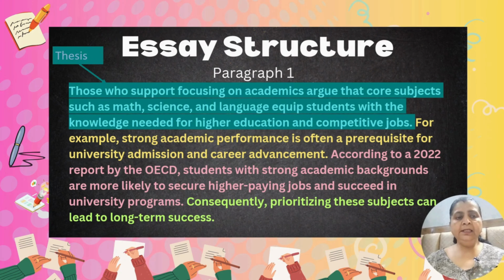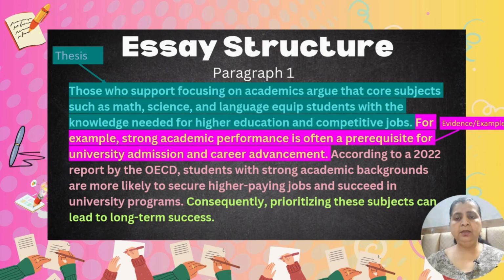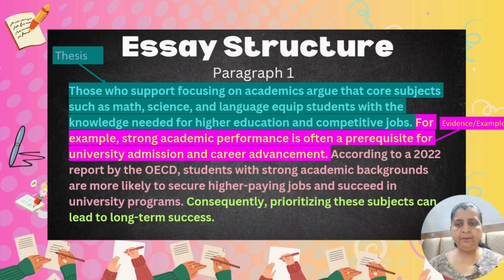The sentence highlighted in green is your thesis, your opinion that you are giving. Okay. Those who support focusing on academics argue that core subjects such as math, science, and language equip students with the knowledge needed for higher education and competitive jobs. For this, you provided an evidence, an example. Now, this is a hypothetical example. You can even give a statistical example.